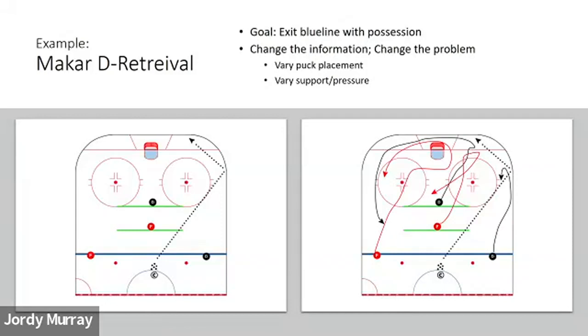The goal is to exit the blue line with possession, right? That was Cale's goal. That is our goal. And then we can change and manipulate the information, which is going to change the problem, right? So we can vary the puck placement. We can rim it. We can throw it in the opposite corner. And then we can vary the pressure and support.